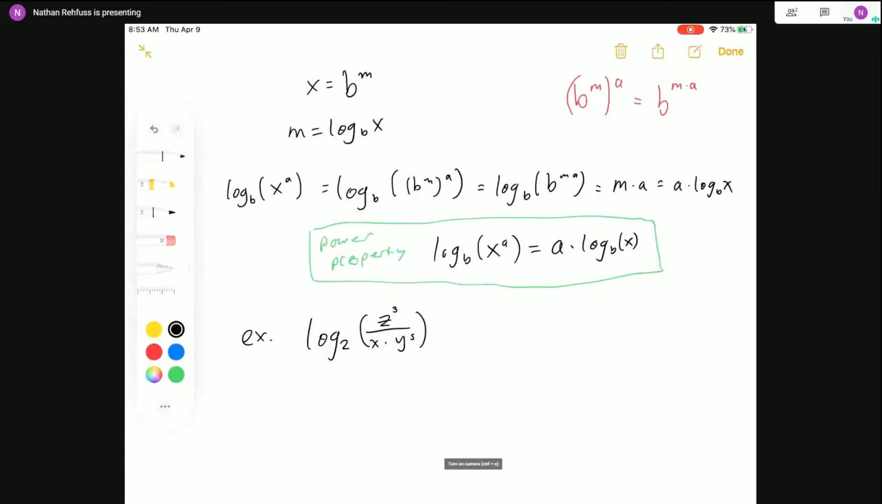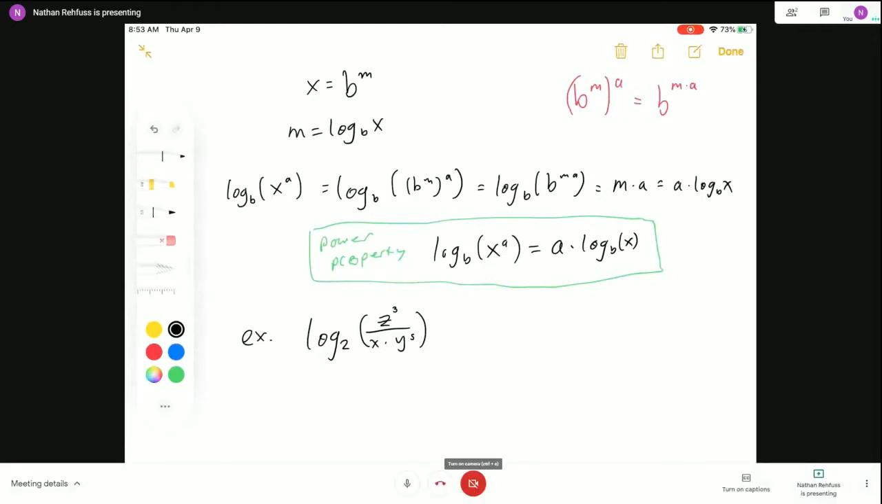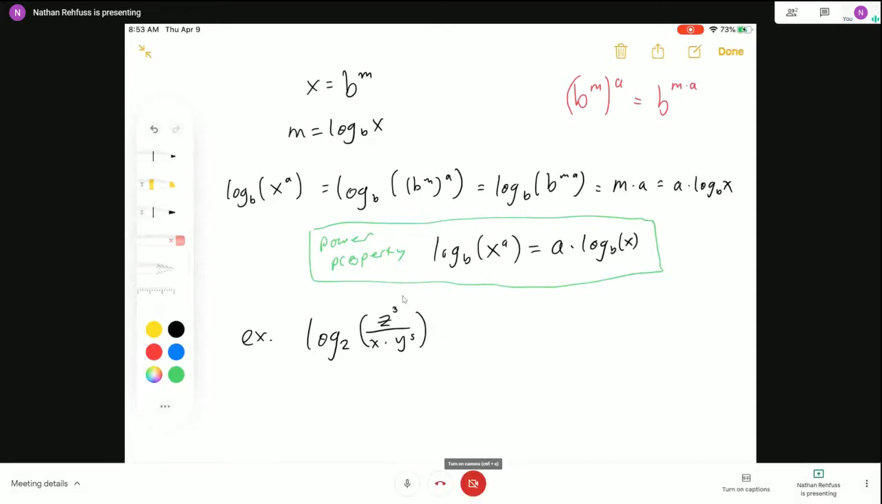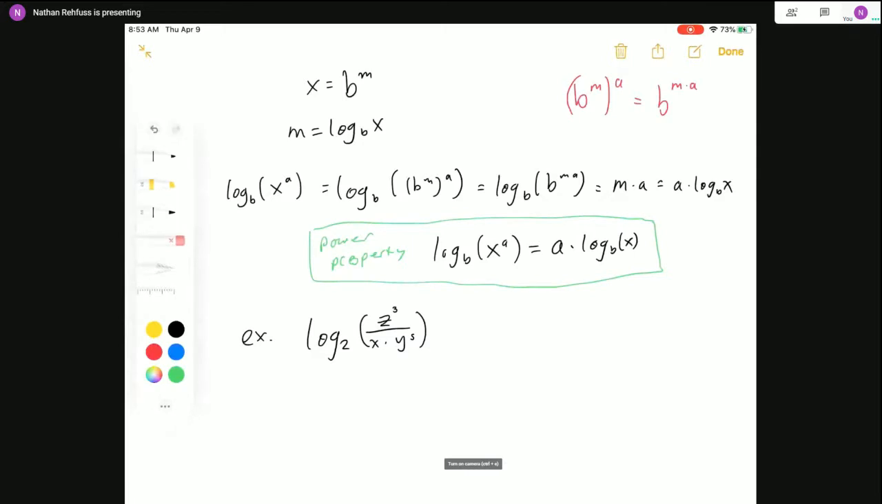I want to break this expression up. I'm going to use all of my properties. First, I'm going to say I have division inside, and that's going to turn into subtraction outside. So I'm going to take apart this expression one piece at a time. And the biggest piece I see, the biggest joint holding this together, is this division sign right in the middle of the whole expression. So I'm going to break that up. This is equal to log base 2 of z cubed minus log base 2 of x times y to the 5th.